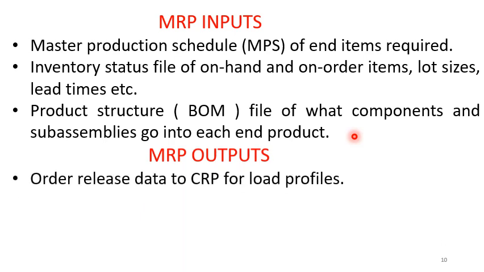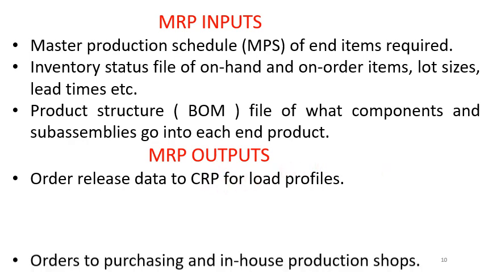The order release data to capacity requirement planning for load profiles. So once these inputs are processed, what is the output of MRP? The order release data, the purchase order or the order release data, will be sent to the capacity requirement planning profile or load profiles. So that will be generated through the outputs of MRP.